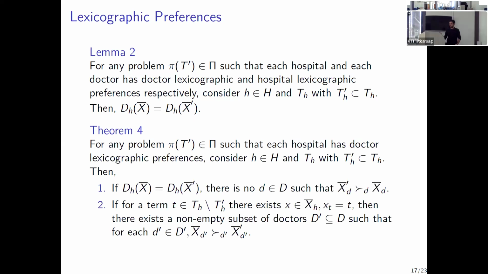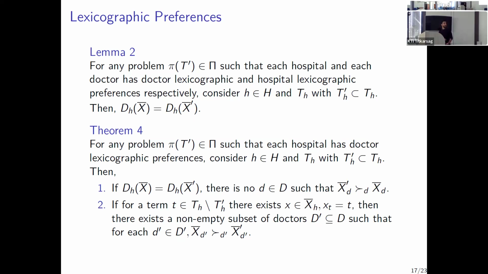And this lemma 2 allows me to use a weaker condition for my theorem 4. For any problem such that the preferences of hospitals are lexicographic, meaning that I don't impose any condition on the preferences of doctors, if I expand the set of terms that is offered by one hospital, and the hospital hires the same set of doctors, I can guarantee that there is no doctor that is worse off.